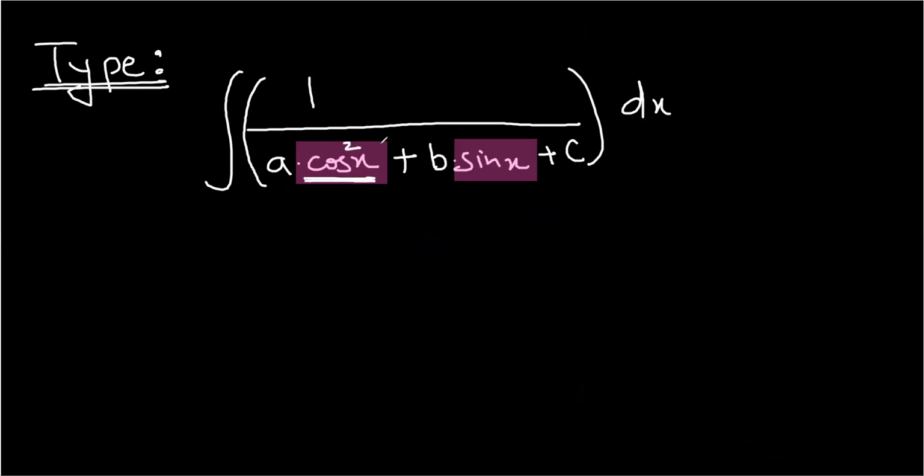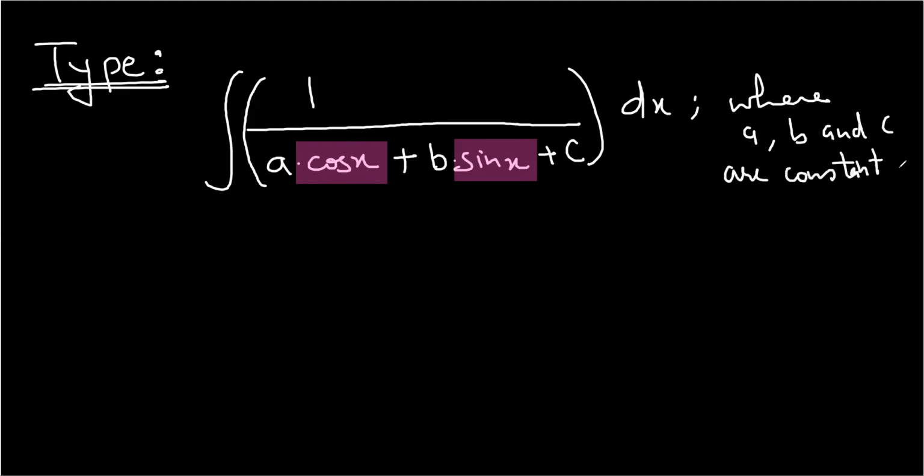Remember, it is not cos square. We have cos x only and sin x. We don't have sin square. We had sin square and cos square in the earlier type. That's the major difference. And here, A, B and C are constants. They are real constants, that is, A, B, C are real numbers.